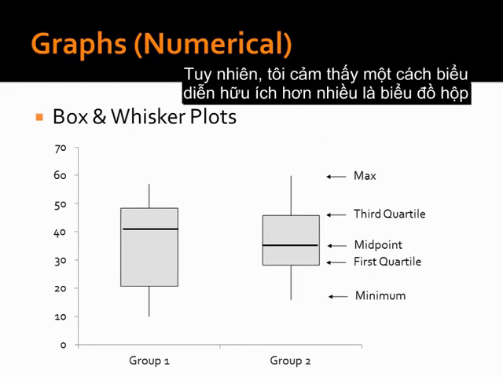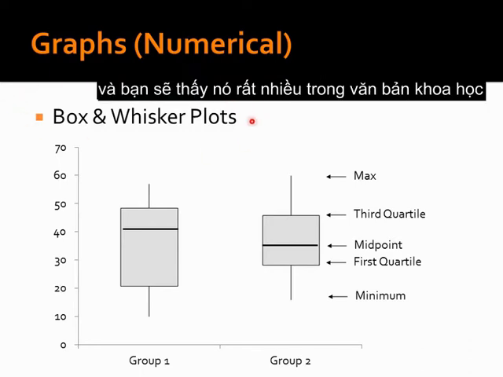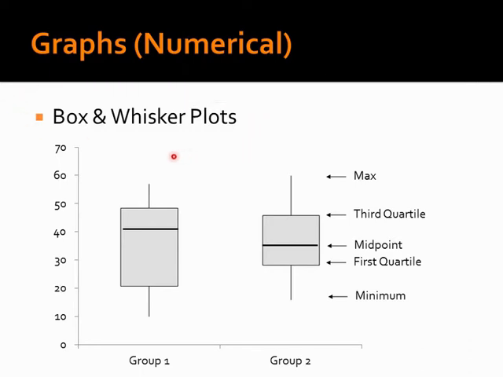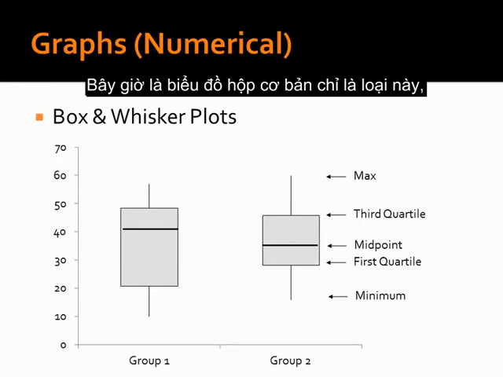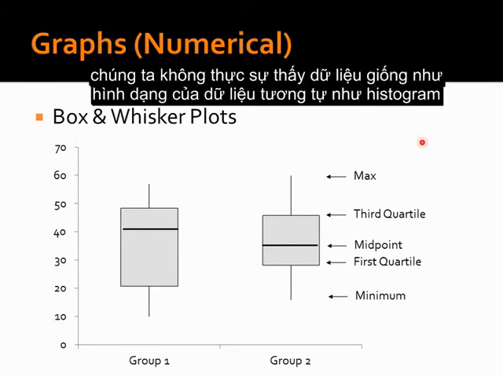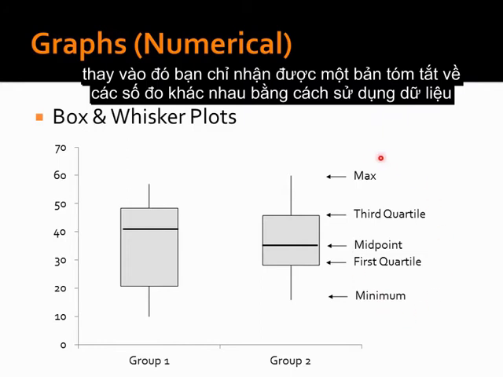A much more useful representation, however, I feel, is the box and whisker plot, and you will see this a lot in scientific literature as well. I believe this is probably one of the most useful methods for doing graphical presentations of numerical data. Now, what actually is a box and whisker plot? It is basically just this kind of thing. We don't actually see the shape of the data like in the histogram. Rather, you just get a summary of different summarizing measures of the data.